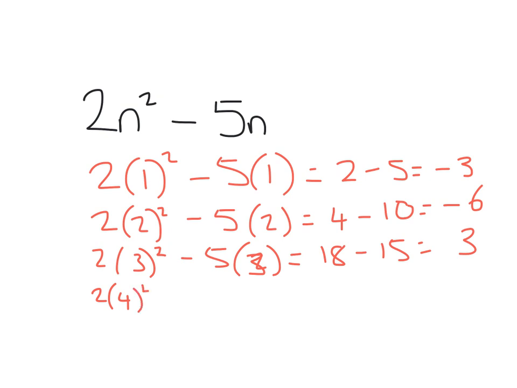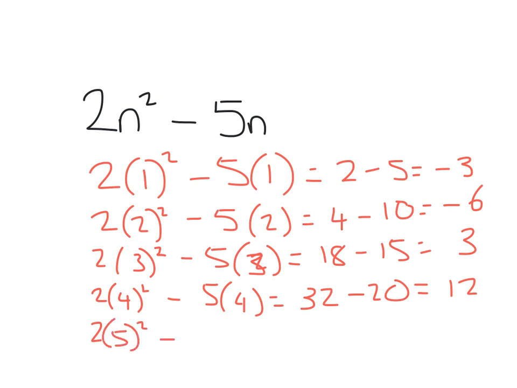2 lots of 4 squared minus 5 bracket 4. So 4 squared is 16. 16 times 2 is 32. Take away 20, and that will give us 12 as our fourth term. And for our fifth term, 5 squared is 25, multiplied by 2 is 50, take away 5 lots of 5, which is 25, so that gives me 25 as my fifth term.